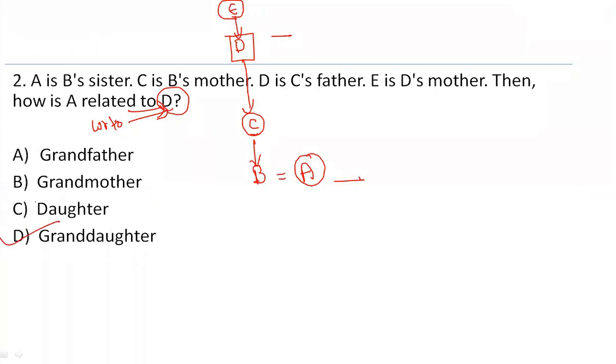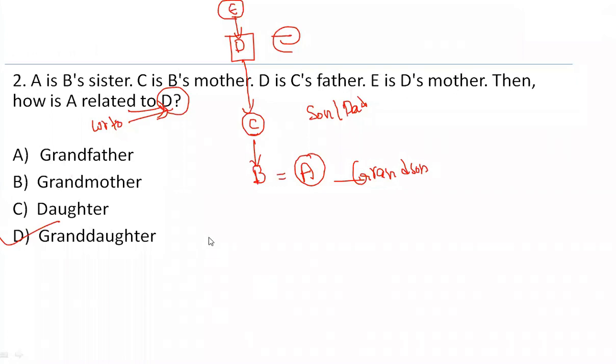Second. Where is D? D is here. It's nothing but granddaughter, right? So granddaughter, option D is the answer for the question. Because this is nothing but son and daughter's generation from D if you see. And this is nothing but grandson, granddaughter generation. So you can say that option D is the answer for the question.